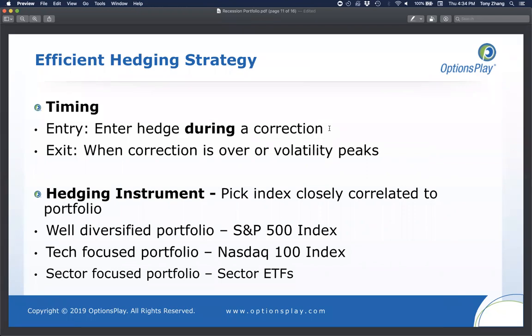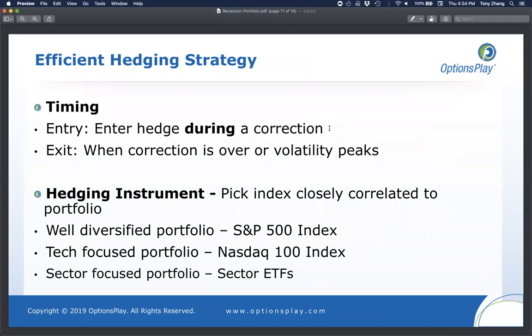One of the great things about a hedge is that you can purchase insurance as the market starts to correct. Unlike car insurance, where you have to purchase the insurance before you have an accident, here you can actually purchase insurance as the market corrects. So when you time a portfolio hedge, you can do it during a correction. It'll be a little bit more expensive, but you're not buying unnecessary protection. And on an exit, you want to exit as soon as a correction is over.